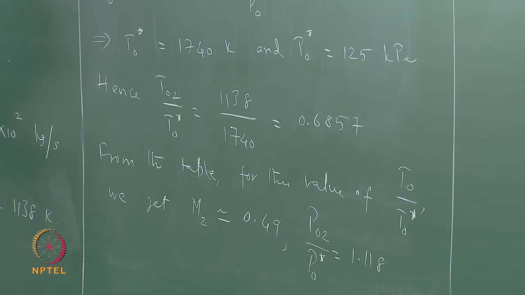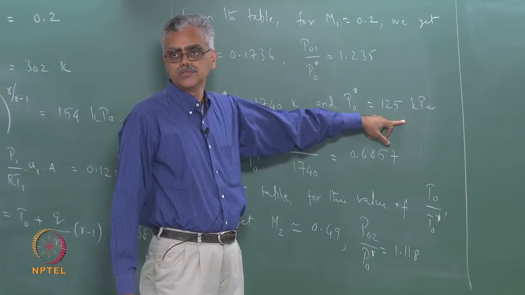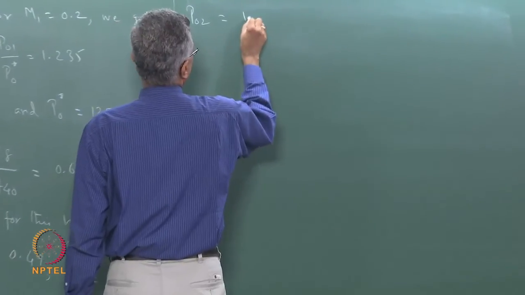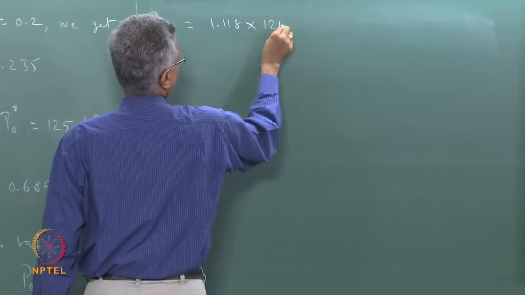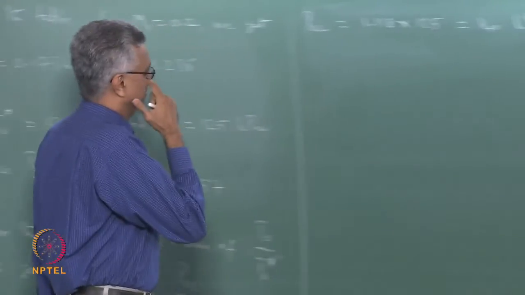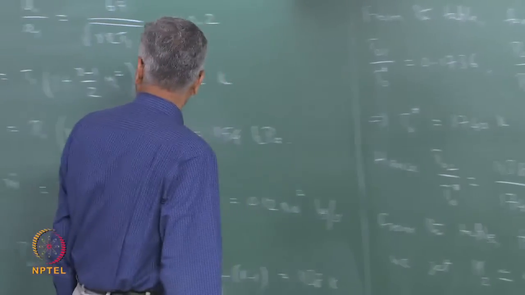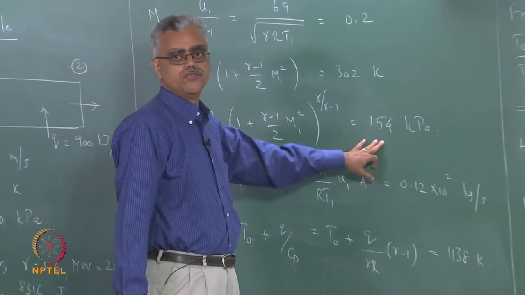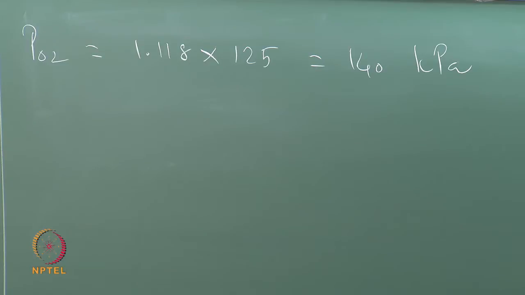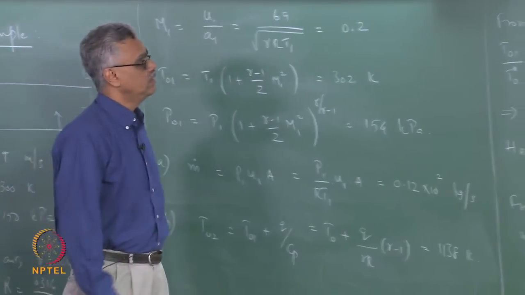P0 star is already known to me from here, right? P0 star is 125 kilopascal. So I can now evaluate P02 from this. So P02 is equal to 1.118 times 125, which is nothing but 140 kilopascal. You should remember that our P01 was calculated to be 154 kilopascal, and notice that P02 is 140 kilopascal, which means there is a loss of stagnation pressure due to the heat addition. That is consistent with what we expect from these calculations.